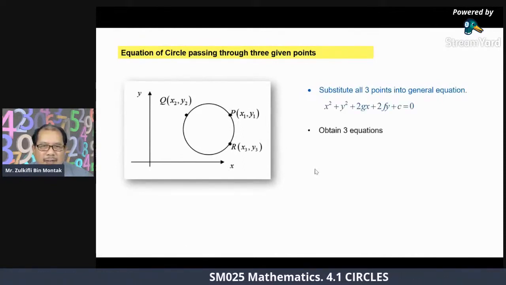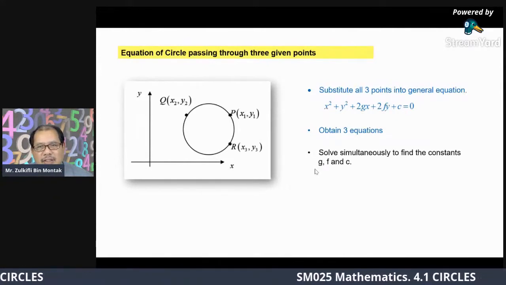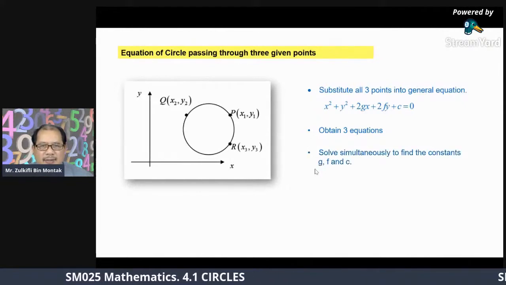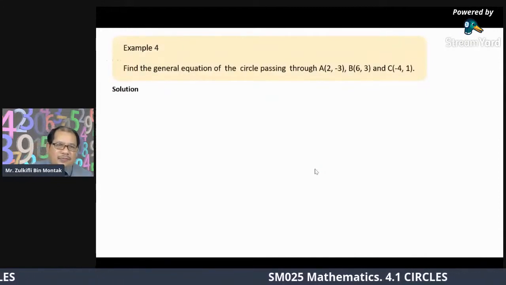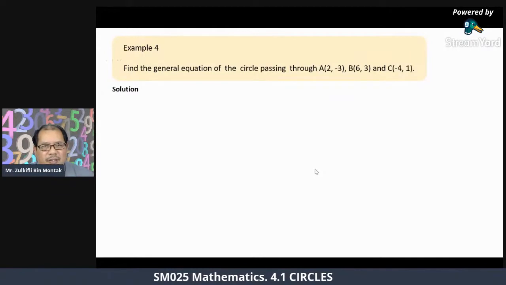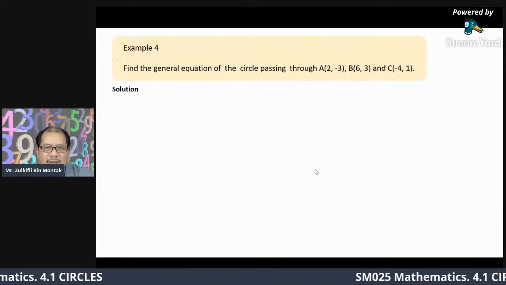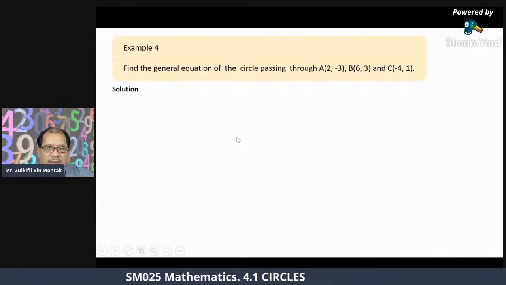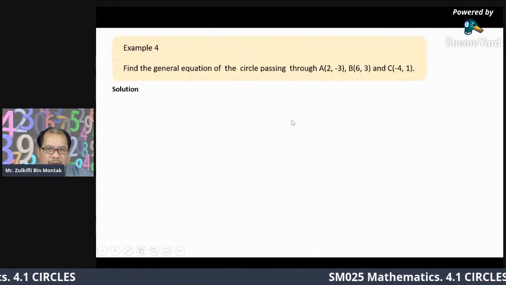Now we have 3 equations. We obtain 3 equations with 3 unknowns, g, f, and c. And then we solve simultaneously to find the constants g, f, and c. Okay, look at example 4. Find the general equation of the circle passing through A(2, -3), B(6, 3), and C(-4, 1). Okay, according to this, we substitute all three points into the general solution.